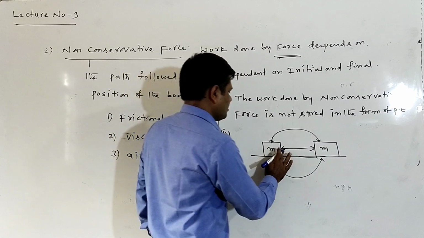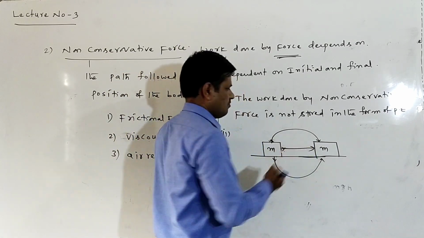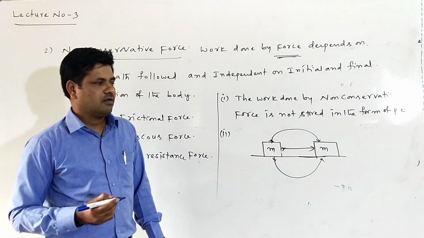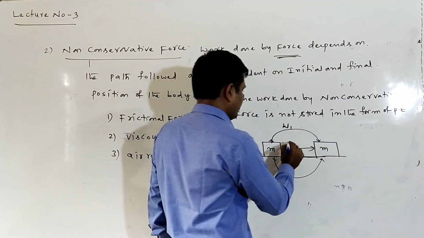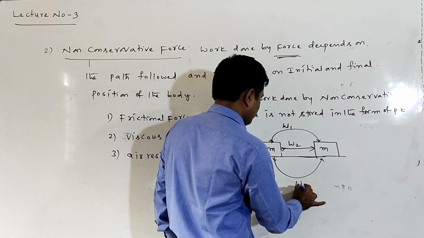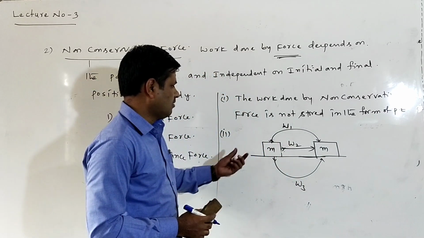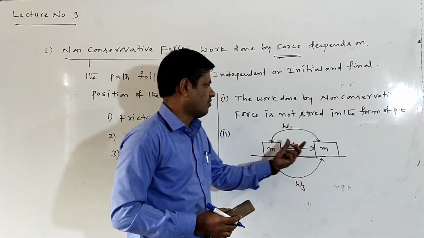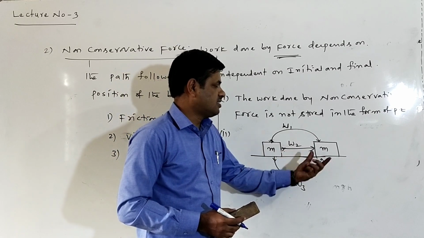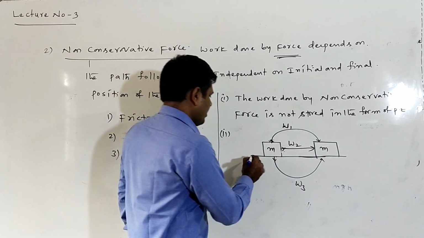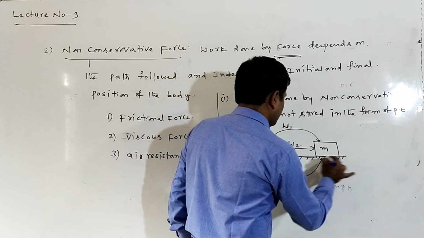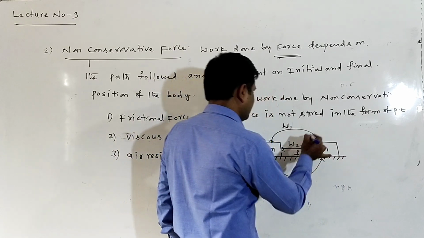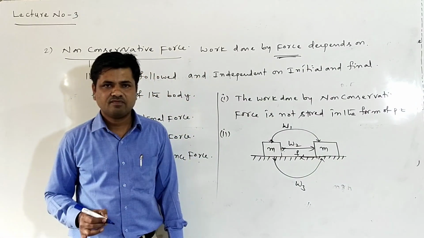Now it is moving from initial to final in three parts. In this case, the work done is W1, here W2, and here W3. Here the body is moving in this direction, which means the work is done opposite to the friction. Why friction? When the body is moving on this surface, a force acts opposite to the motion of the body, and that is called the frictional force.